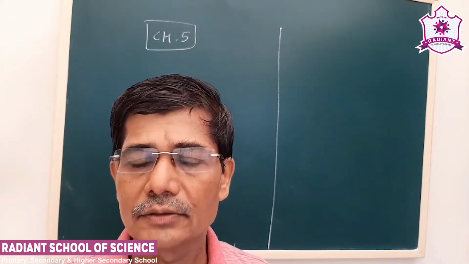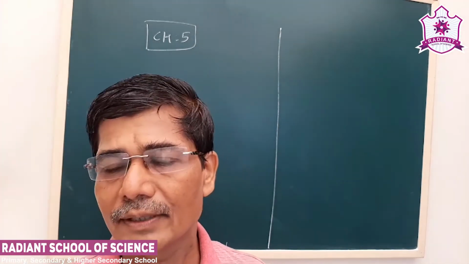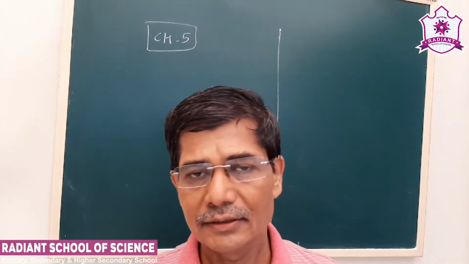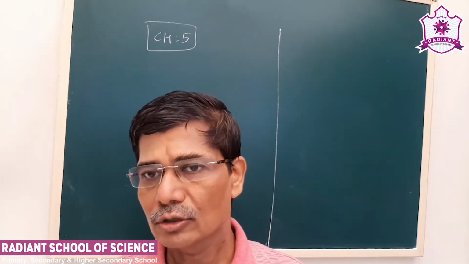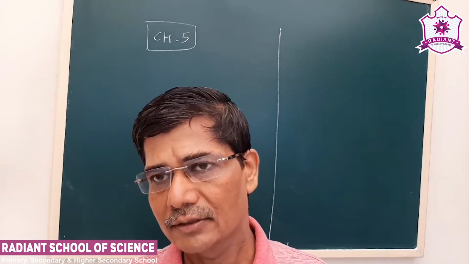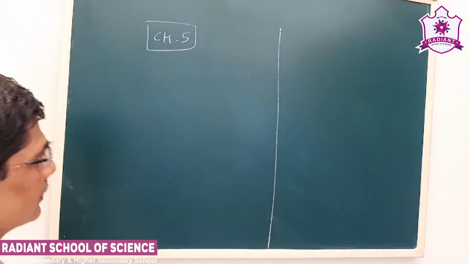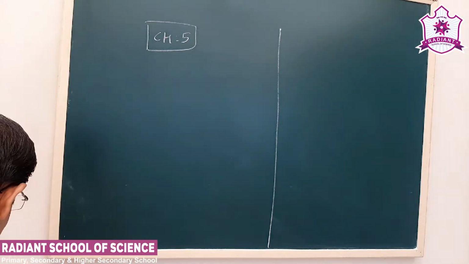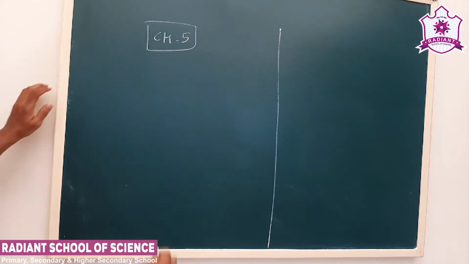Dear student, last time we completed the theory part of lesson number 5, that is matter and magnetism. We also saw some examples. Now we proceed further in lesson number 5. Our next example is example number 5.4.